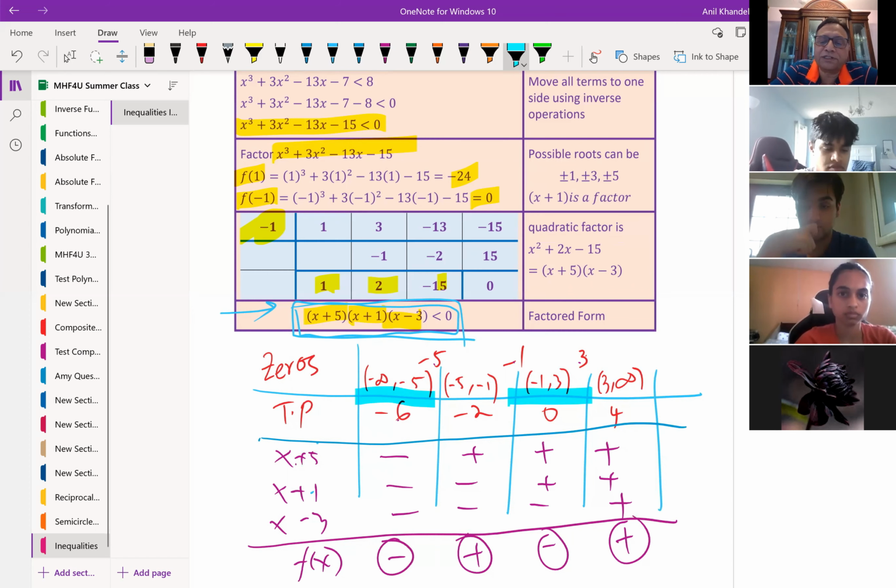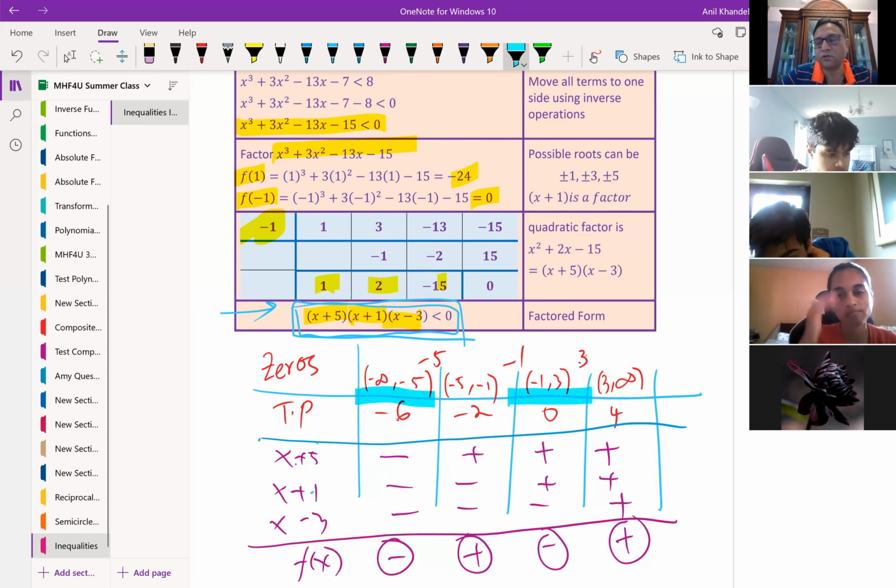Now, do you understand what we have done, Hamza, so far? Not really. I don't remember this. When did we learn this? The interval table. I think I just forgot. Ankita, do you remember doing this interval table to solve inequalities? No? Okay, that means you have to review this particular thing.